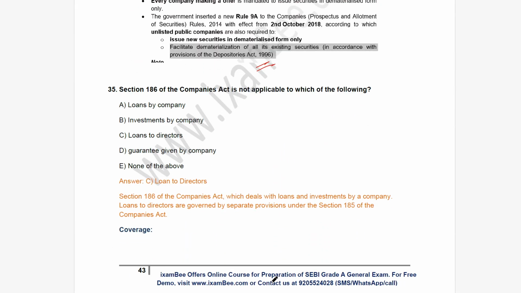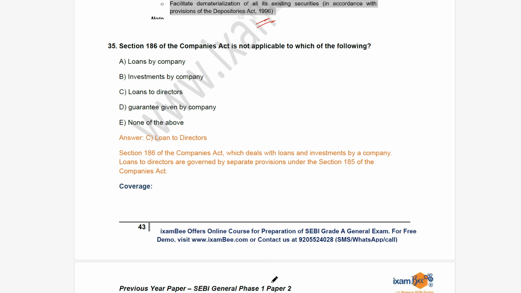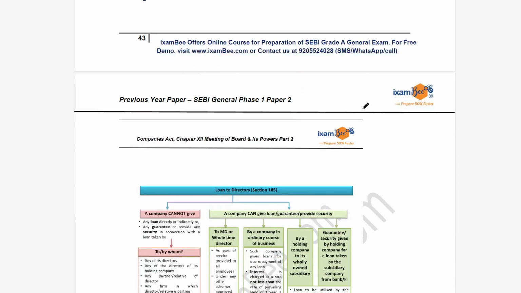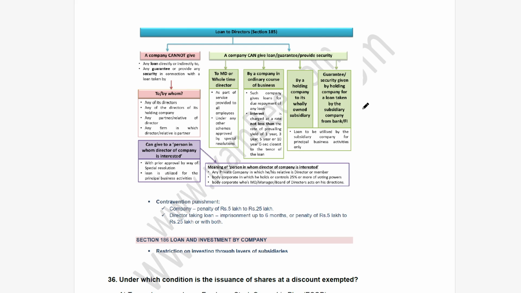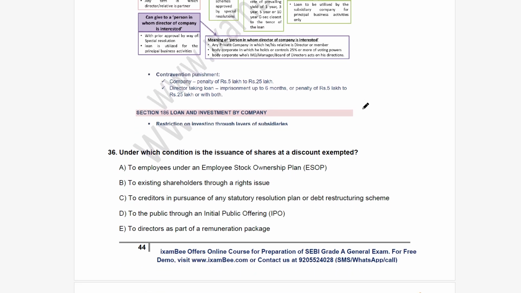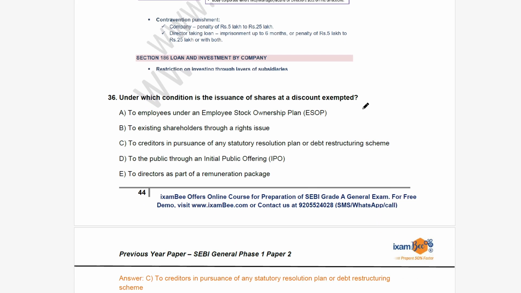Section 186 of the Companies Act is not applicable on whom? It is not applicable on loans to directors. Why? Because that is separately discussed under Section 185, right? So that is not covered under 186 directly. 186 is talking about the loans and investments that a company can make.